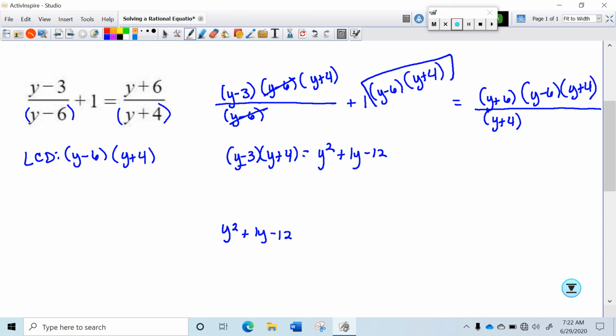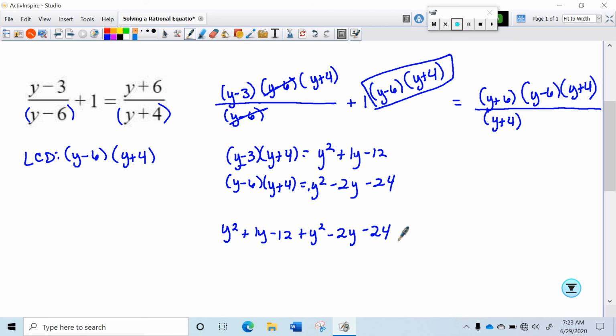This, I've got just a 1 there, so once I multiply that, I'll have it. Y minus 6 times y plus 4. Square the y. Negative 6 plus 4 is negative 2. And negative 6 times 4 is negative 24. So that's going to be, multiply that by 1, you get the same thing. So plus y squared minus 2y minus 24 equal sign.